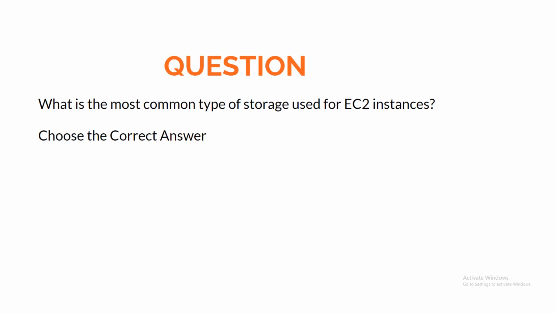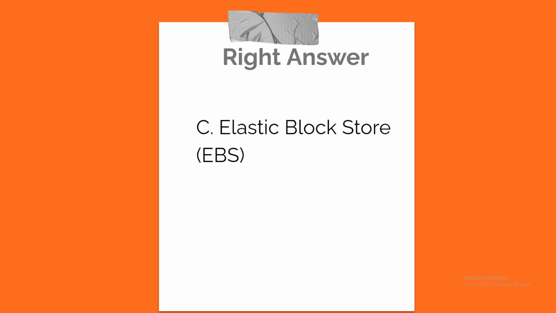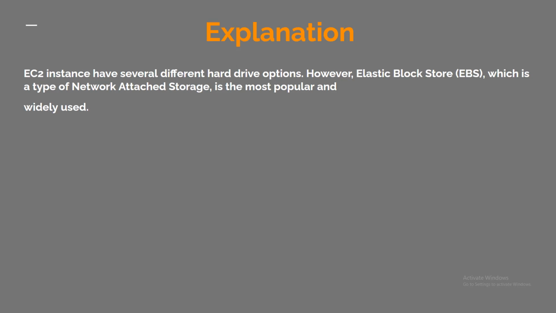Question. What is the most common type of storage used for EC2 instances? Choose the correct answer. A. Elastic File System, EFS, B. EC2 hard drives, C. Elastic Block Store, EBS, D. Magnetic Drive, MD. Answer. C. Elastic Block Store, EBS. Explanation. EC2 instances have several different hard drive options. However, Elastic Block Store, EBS, which is a type of network-attached storage, is the most popular and widely used.